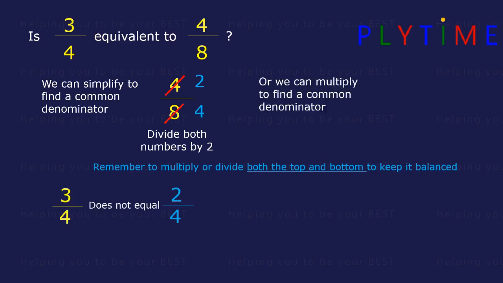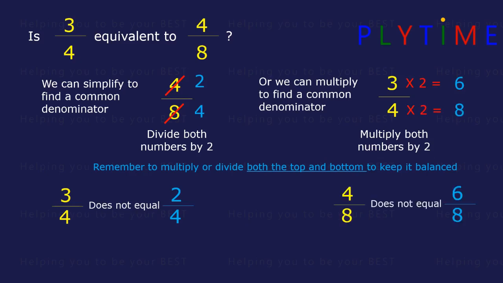Or we could multiply to find a common denominator and change 3/4 into 8ths. So we need to multiply both numbers by 2. 3 times 2 equals 6 and 4 times 2 equals 8. So 3/4 equals 6/8 and 4/8 does not equal 6/8. So 3/4 is not equivalent to 4/8.